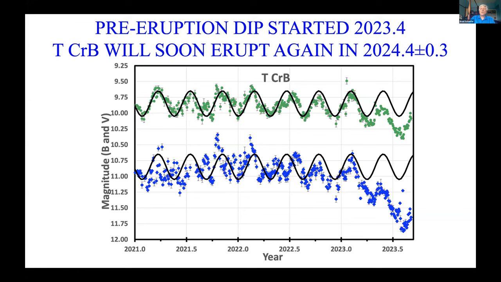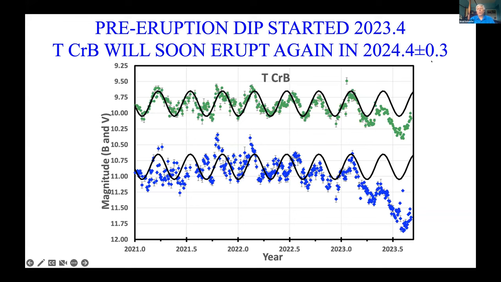That's going to be May of next year. Well, how many months away is May? Is that 8 months away? Something like that. So in 8 months, give or take, T CrB is going to go up. Now, the uncertainty on this, well, formally I've given a plus or minus 0.3.